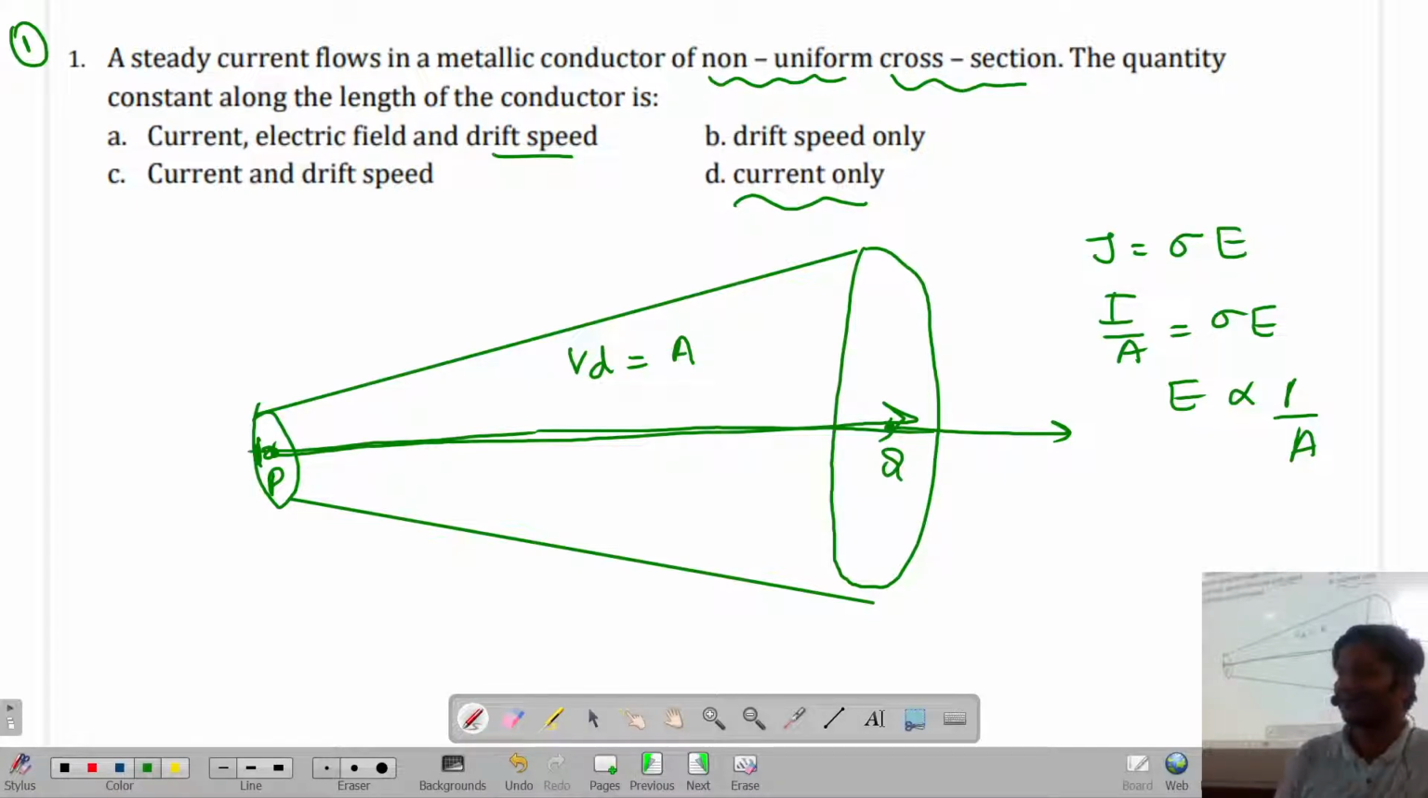If you change that, here it will be changed. Okay. So what remains constant? Electric field remains variant. Drift velocity remains variant. What remains constant is your current. Got it or not? So current remains constant. Option D.